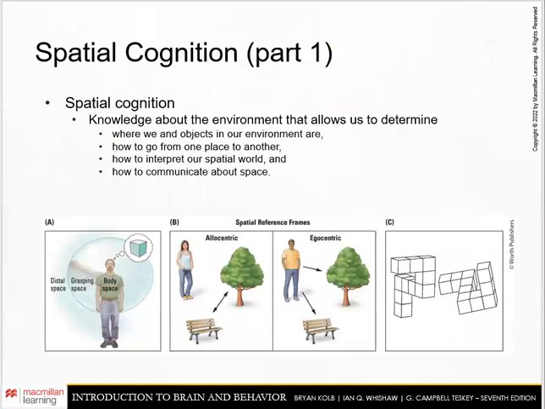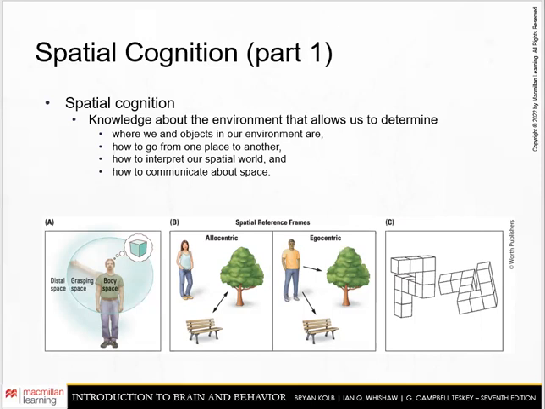Now, spatial cognition, that's knowledge about the environment that allows us to determine where we and objects in our environment are, how to go from one place to another, how to interpret our spatial world, and how to communicate about space. Space, both external and mental, can be related to the body. We see that in figure A.